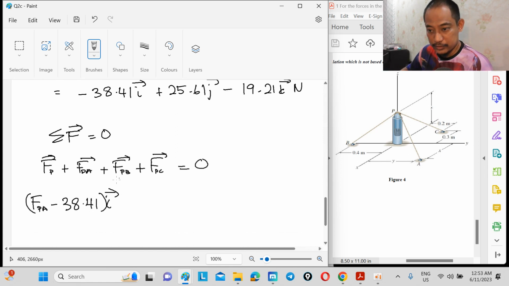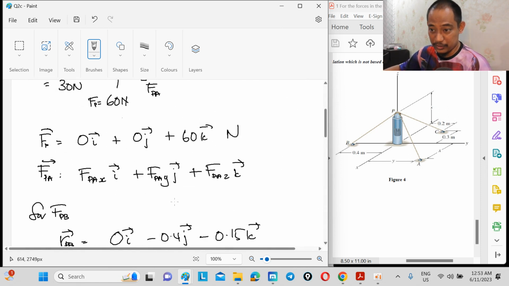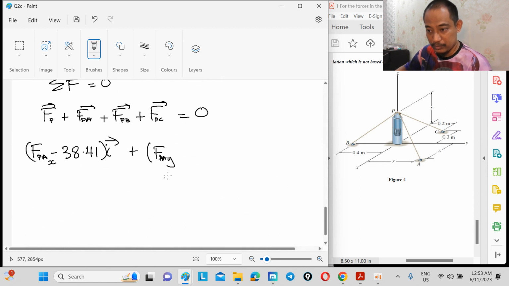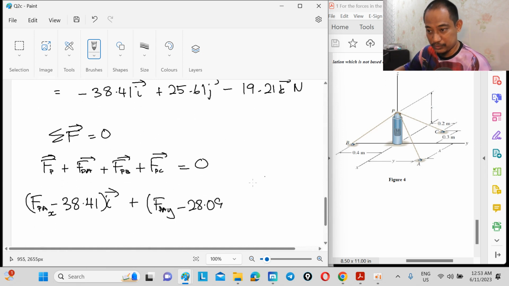For J we have FPAy, because FP is 0, FPA is FPAy, FPB is minus 28.09, and FPC is plus 25.61. This is for J.